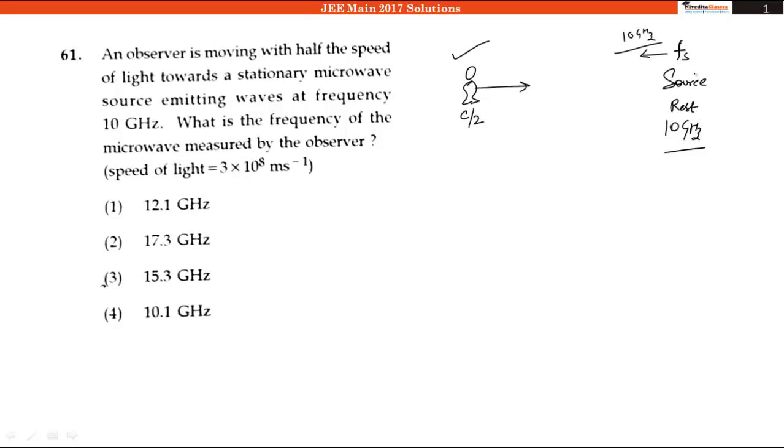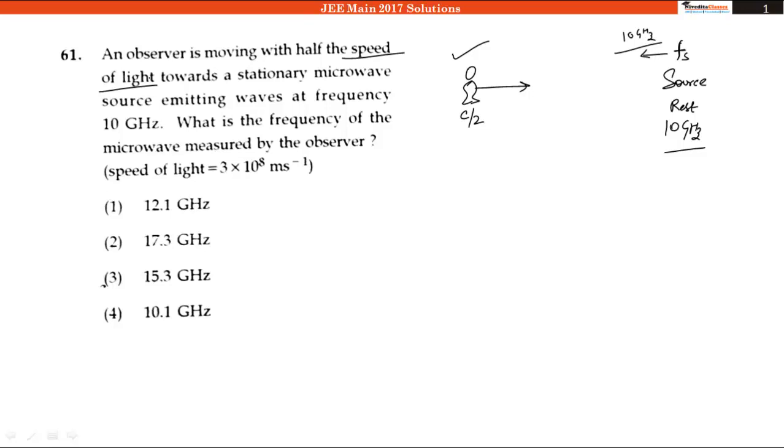We have to find what will be the frequency which will be heard by the observer. In this case, the speeds are comparable to the speed of light, so we cannot simply use the classical Doppler model. We have to also use the theory of relativity.